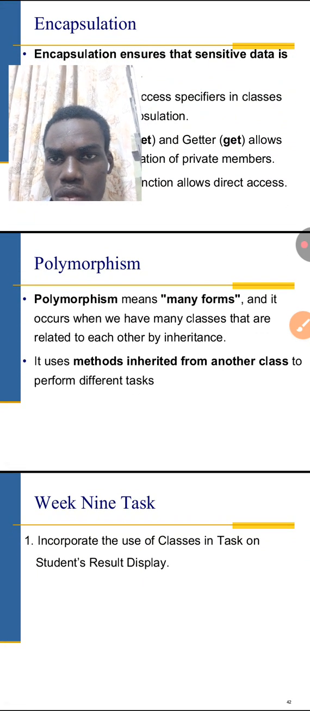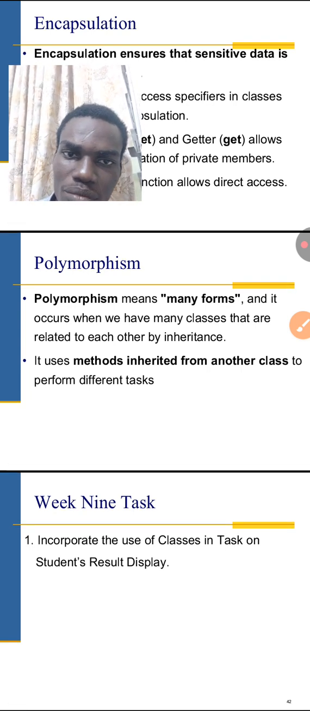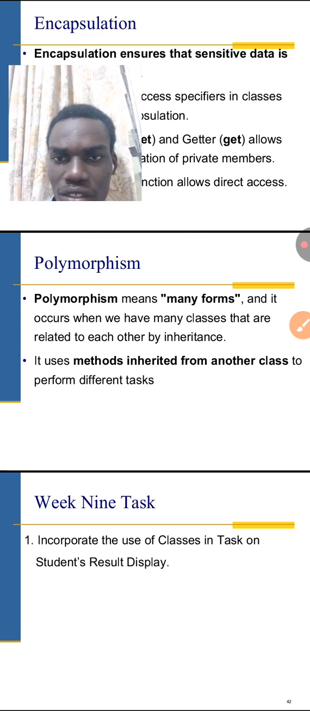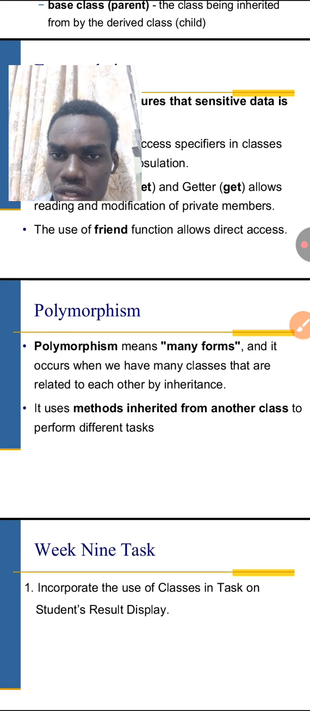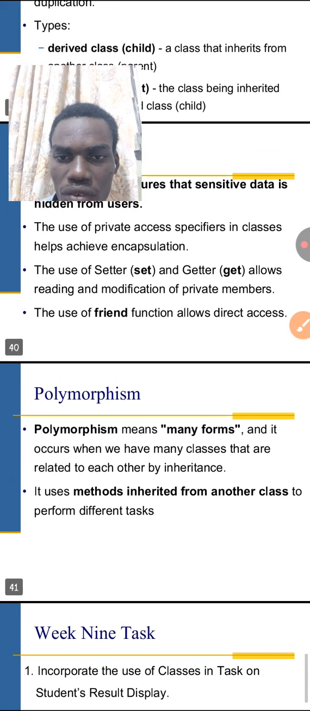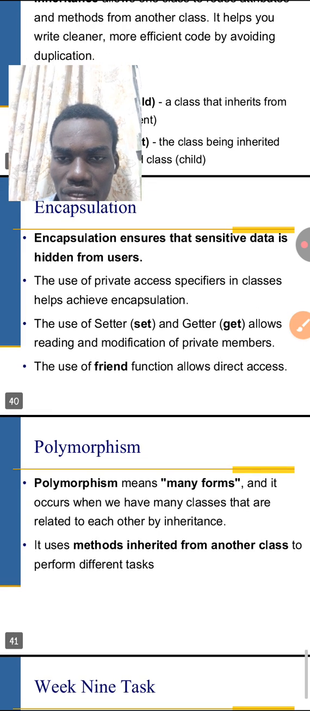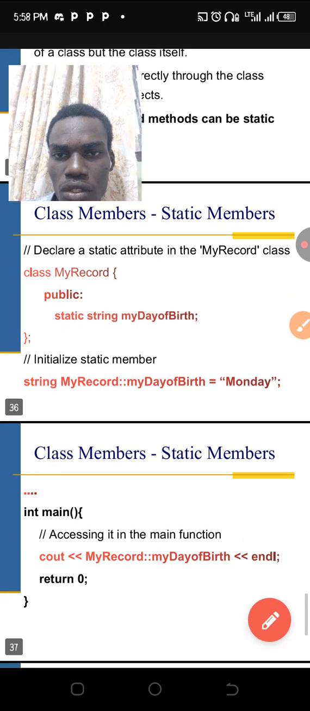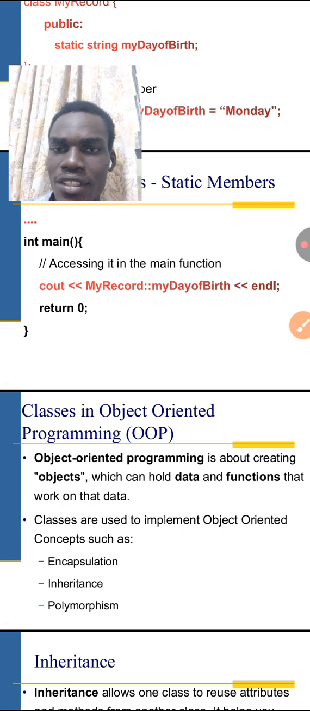Now let's look at polymorphism. Polymorphism means many forms, and it occurs when we have many classes that are related to each other by inheritance. And it uses methods inherited from another class to perform different tasks. So as you get to know about classes, you can try some of the code out to get more understanding.